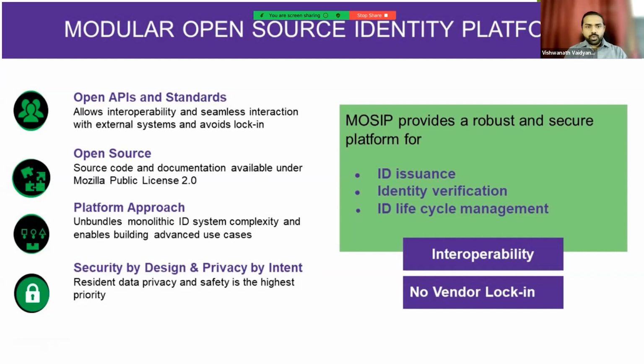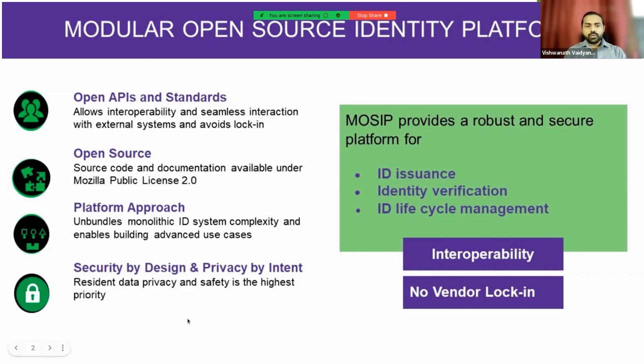We are actually an open source system, Mozilla Public License 2.2. We are fully open source, and we also take a platform-based approach. We are not a very large monolithic system. The modules of MOSIP can also be integrated with an existing foundational ID system. Like this talk is about a login feature, right? Which we call IDP, identity provider module, which could also fit into an existing foundational ID system. It can be integrated. So we take a platform approach.